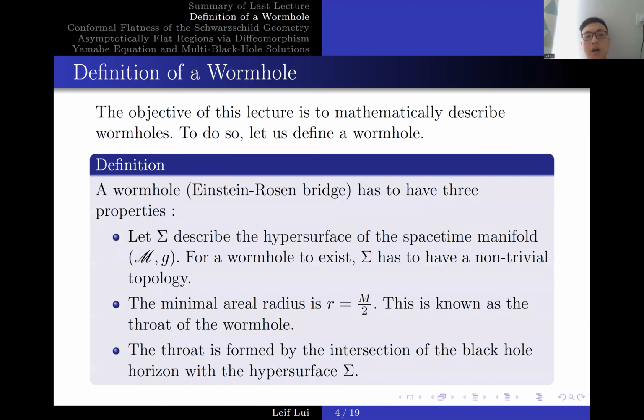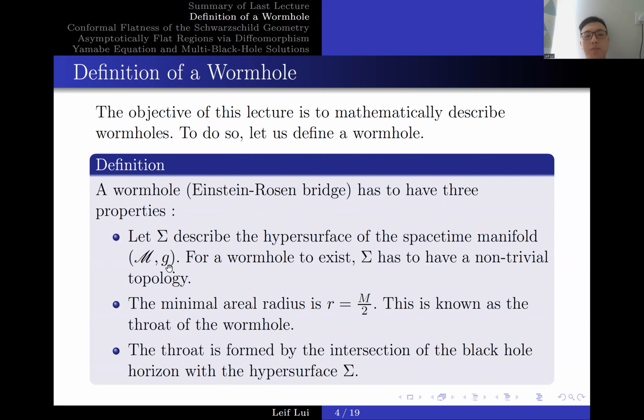Now I guess we can talk about the objective of this lecture. The objective of this lecture is to mathematically describe both wormholes and multi-black hole solutions. In order to do so, let us mathematically define what a wormhole is. A wormhole, or an Einstein-Rosen bridge, has to have three properties.